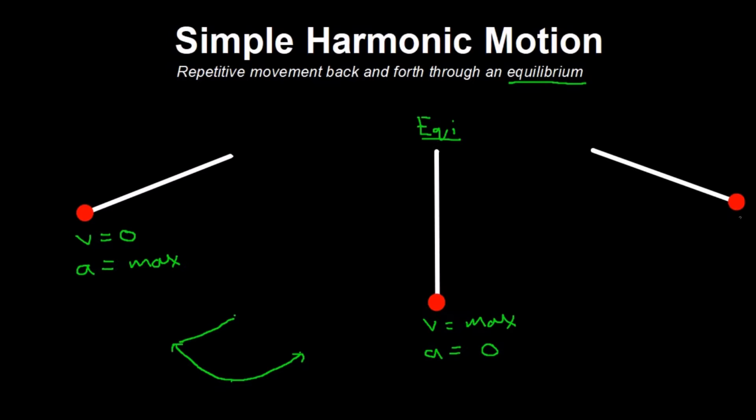And this point over here is furthest to the right. It's the same as this one. So at this point, velocity is equal to 0, and the acceleration is max. Okay, so this was simple harmonic motion on a pendulum. Now I'm going to go ahead and talk about what simple harmonic motion is like on a spring.